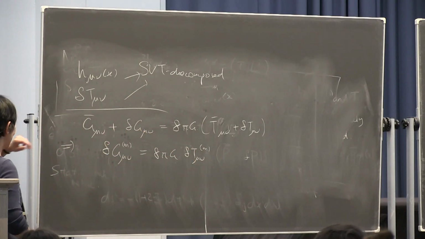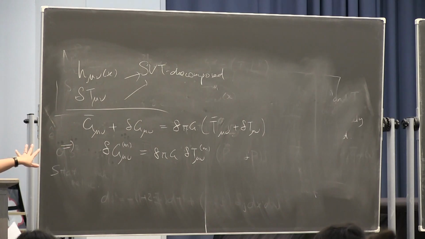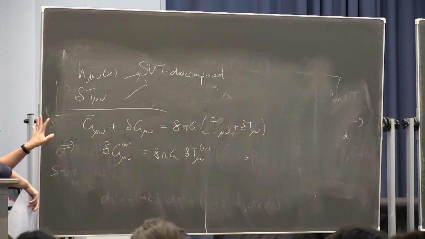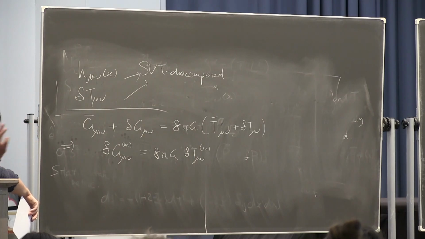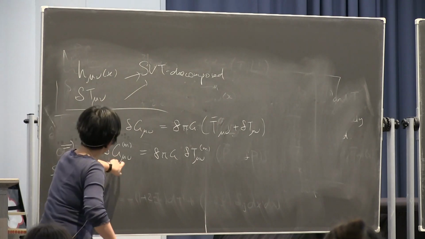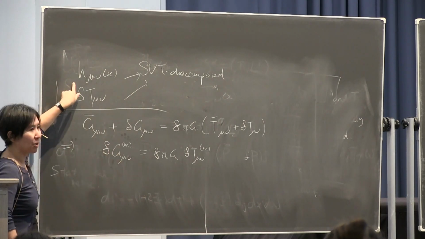Okay. Now, the thing is that we're doing linear perturbation theory. And so even though the Einstein tensor itself is nonlinear in the metric, okay, if I'm sticking with linear perturbation theory, all of these terms here, all of δG_{μν}, would be linear in h_{μν}.